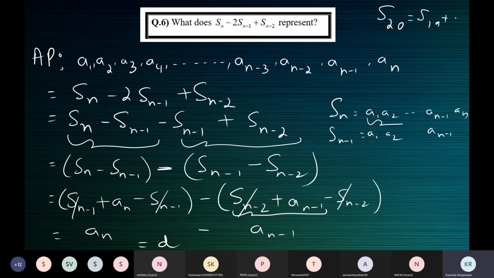S20 is S19 plus A20. A20, the 20th term. S20 is the sum to the first 19 terms plus the 20th term. If you write S19, you found the sum only of the first 19 terms. You want S20. Okay, add the 20th term to that.